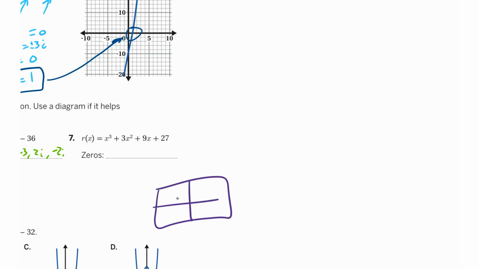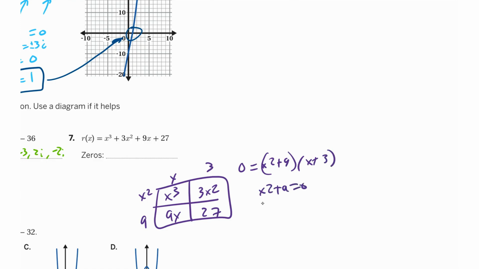Since 4 terms go into 4 spots: 3x squared, 9x, and 27. X squared, x, 3, and 9, it does. So it becomes x squared plus 9 and x plus 3. Set each of those equal to 0.